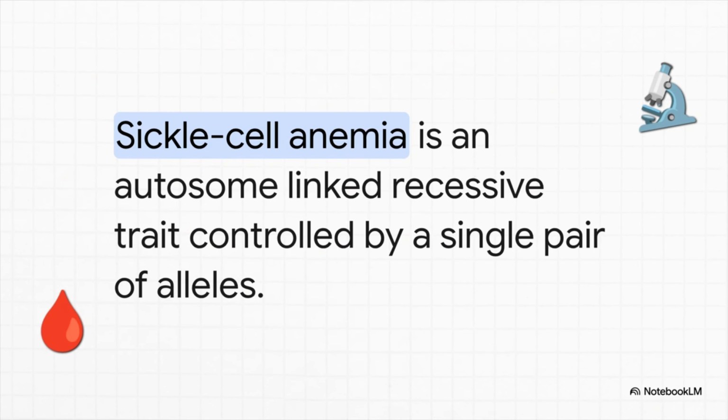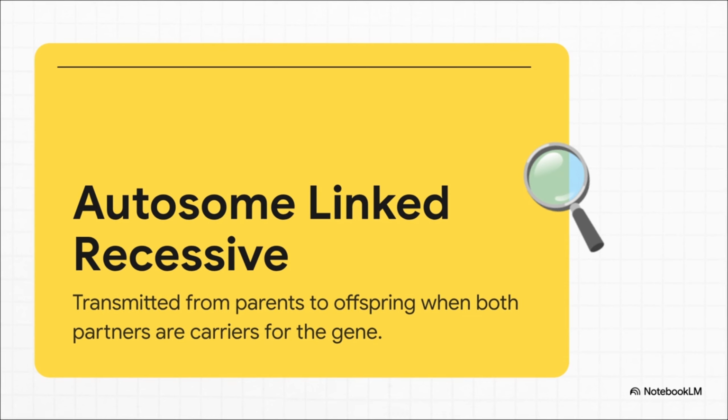Okay, so to really see just how much chaos one tiny single gene error can cause, sickle cell anemia is the perfect example. It's a disease that messes with hemoglobin, which is the super important protein in our red blood cells that carries oxygen all over our body. Now, sickle cell anemia is what's called an autosome-linked recessive trait.